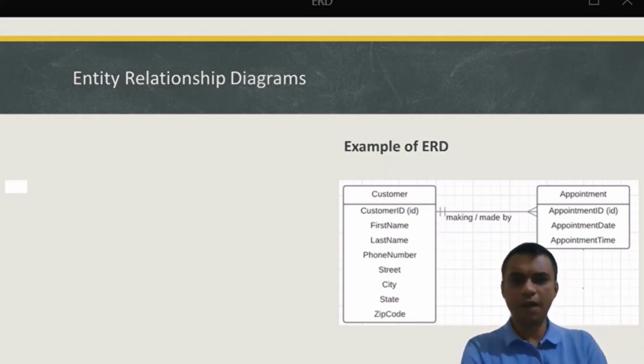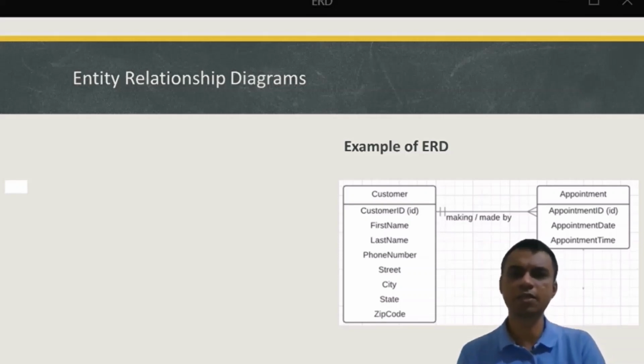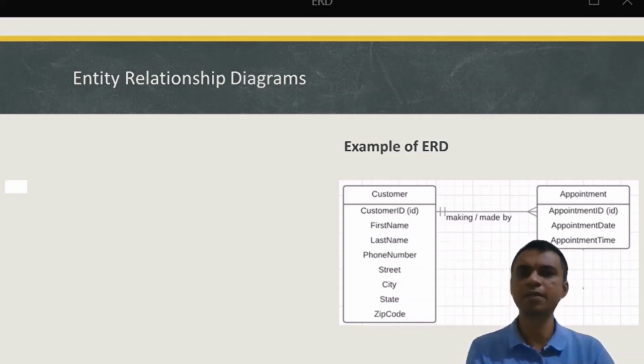Now, I have not marked it here, but I would like you to think whether the relationship is optional or mandatory. So is it optional for the customer to make an appointment, or is it mandatory? And the other way around, for an appointment, is it optional to have a customer, or is it mandatory?